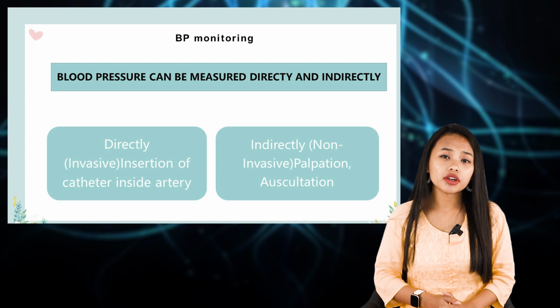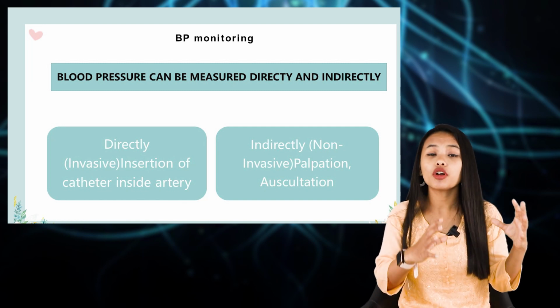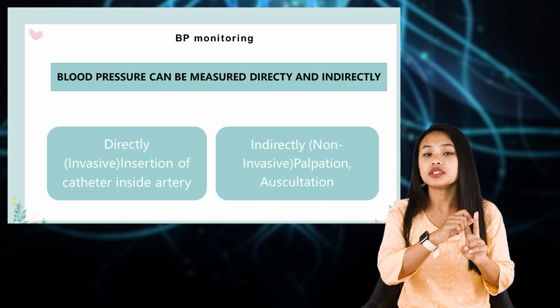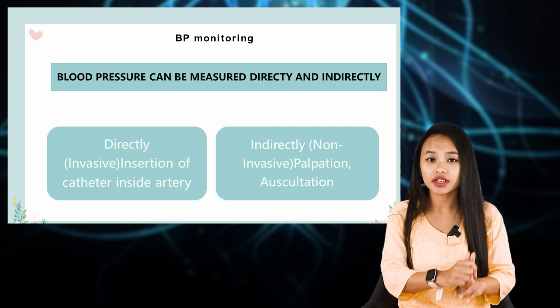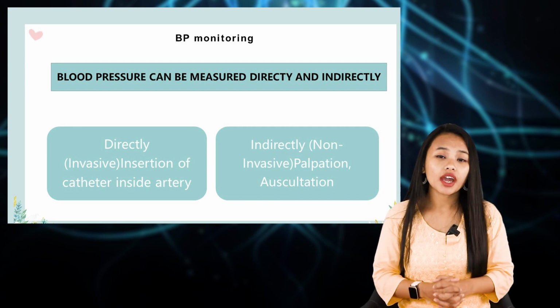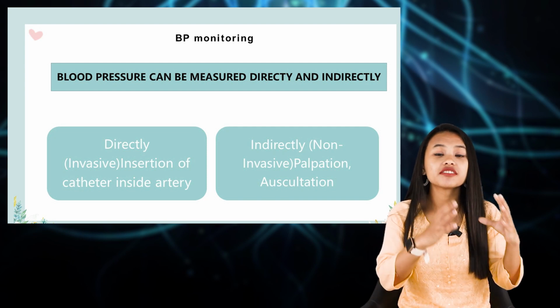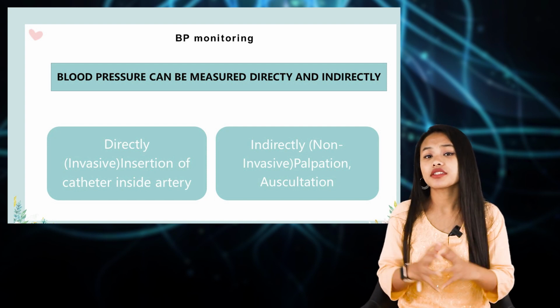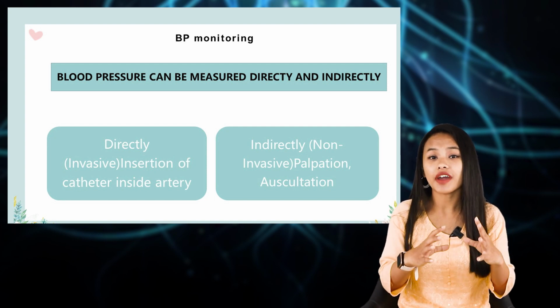Then how can we monitor this blood pressure? We can monitor this blood pressure in two ways, that is directly or indirectly. So how can you monitor the blood pressure directly? You can monitor it through an invasive procedure whereby you will be inserting a catheter inside the artery of an individual.